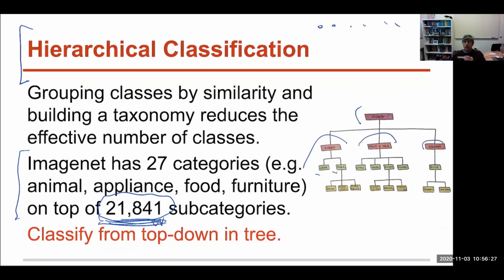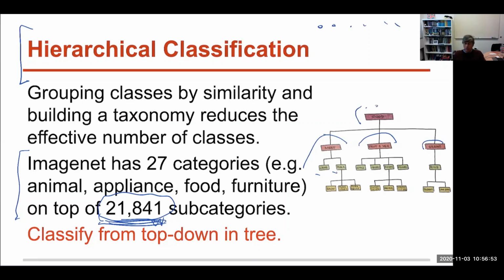So you can imagine a world where if you have a large number of classes, one thing to do is to cluster the classes into natural groupings, so that the first level question is what is the group?